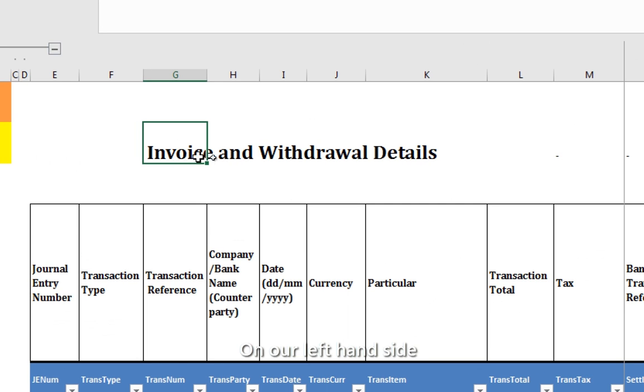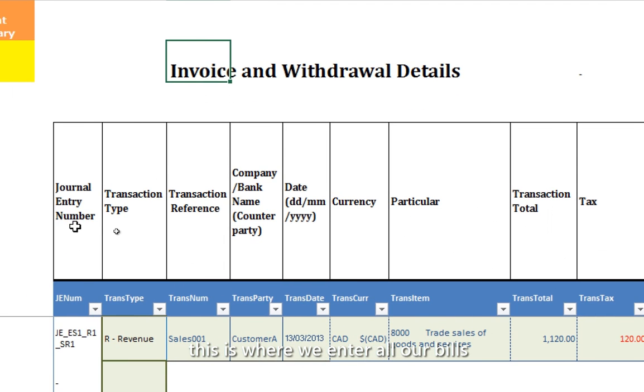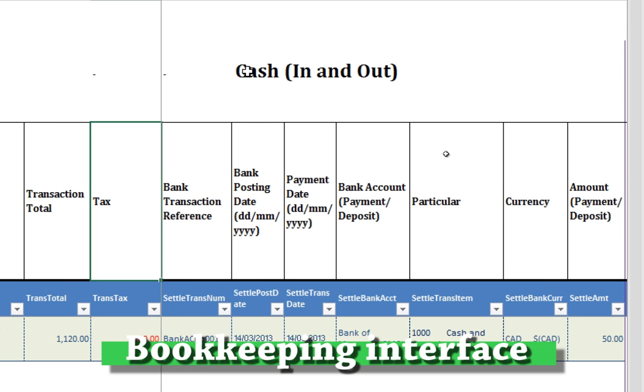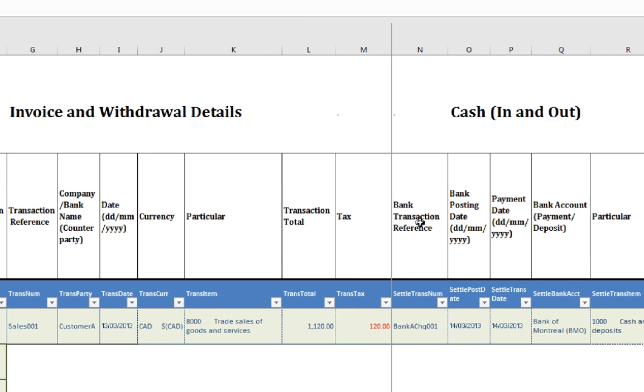On our left-hand side, we'll see invoice and withdrawal details. This is where we enter all our bills, receipts, and bank transfers. Next, we'll be entering all the checks and cash, both in and out.